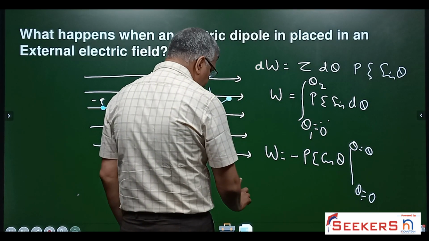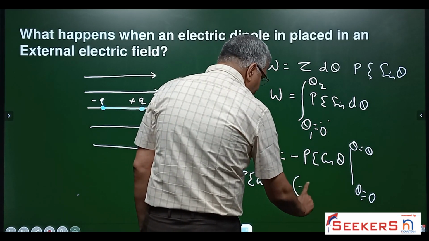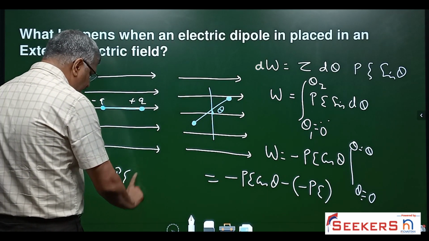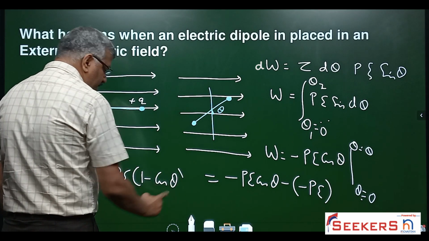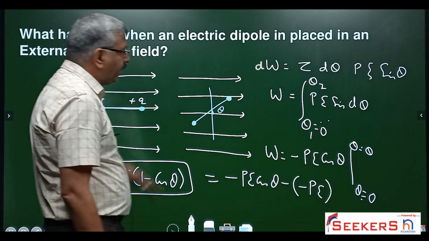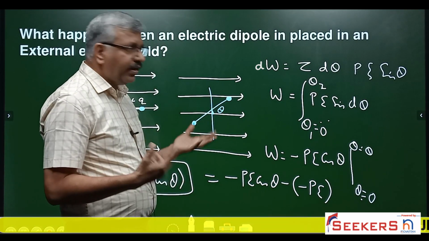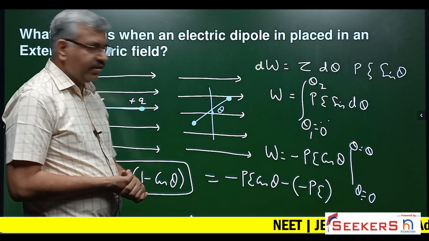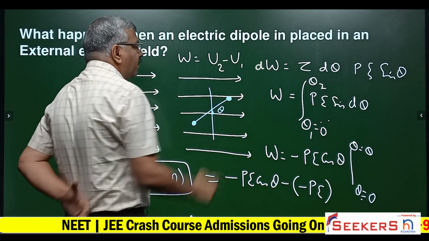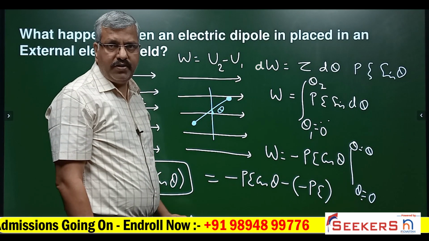Then what will I get? It will become minus PE cos theta minus minus PE cos 0, and cos 0 is 1. So when I work this out, it will become PE into 1 minus cos theta. This PE into 1 minus cos theta is the work done in turning a dipole by some angle, whatever angle you are turning it. Work done can also be represented as the change in potential energy. So I can say that work done is equal to U2 minus U1, that is, the final potential energy minus the initial potential energy.